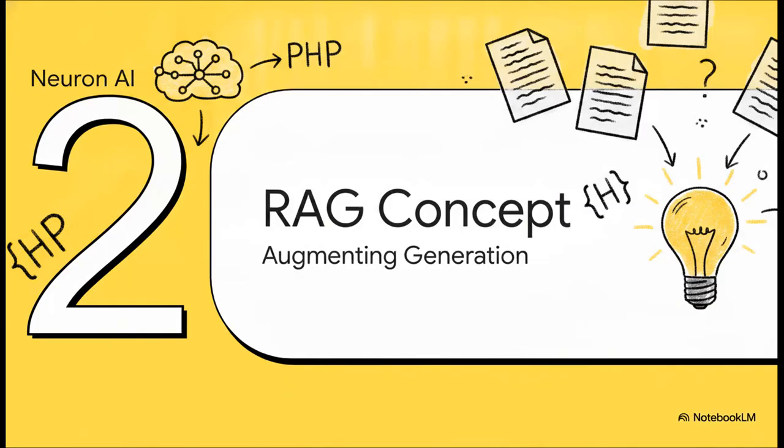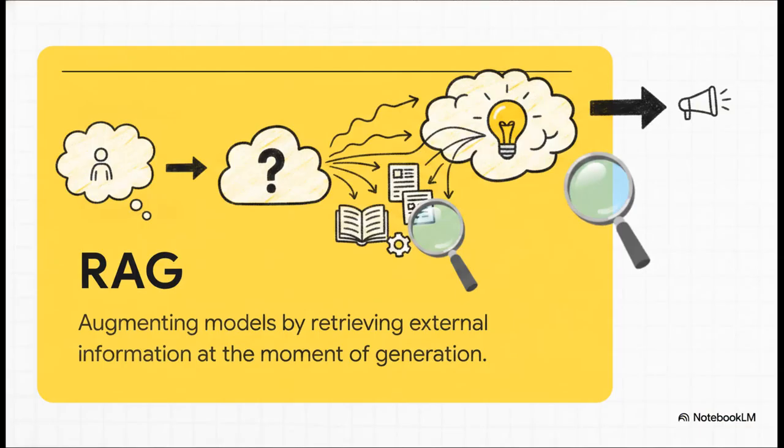Moving to Section 2, Retrieval-Augmented Generation. Let's demystify what RAG actually means in practice. The article explains that generative models are incredibly powerful, but they're severely limited by strict training cutoff dates. They simply don't know your proprietary company data.